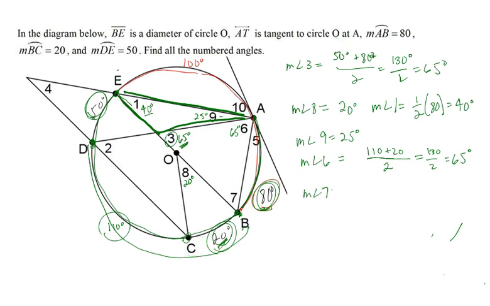Measure of angle 7 can now be found because I know two angles in the triangle. 180 minus 65 minus 65 leaves 50 degrees. 50 for angle 7.